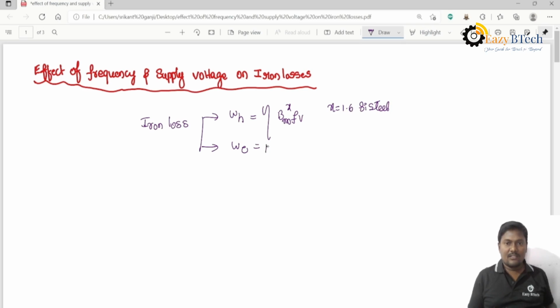Eddy current loss is equal to K Bmax² f² t². Here η is called the Steinmetz coefficient, Bmax is the maximum flux density, f is the frequency of the supply, and V is the volume of the core. K is a constant, and t is the thickness of laminations.